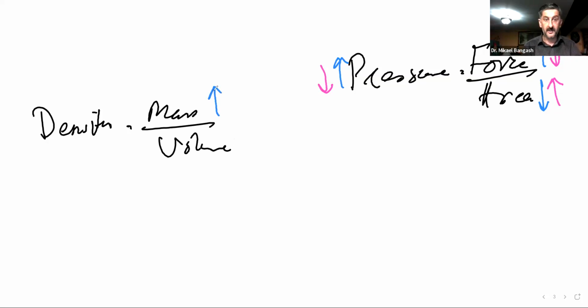An increase in mass is going to lead to an increase in density. A decrease in the volume will increase the density. And vice versa. If you decrease the mass, that will decrease the density. If you increase the volume, that will decrease the density.